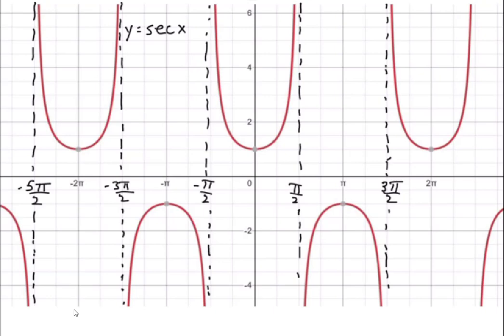Okay, secant x has this U-shape pattern, and it always repeats itself, one U-shape going up, and then the next one goes down, and then the next one goes up. And our asymptotes happen because secant is 1 over cosine x, which means we're going to have asymptotes whenever cosine is 0, and that's at pi over 2, 3 pi over 2, another one out here at 5 pi over 2, also in the negative direction as well. And this U-shaped pattern repeats itself, it has a period of 2 pi.